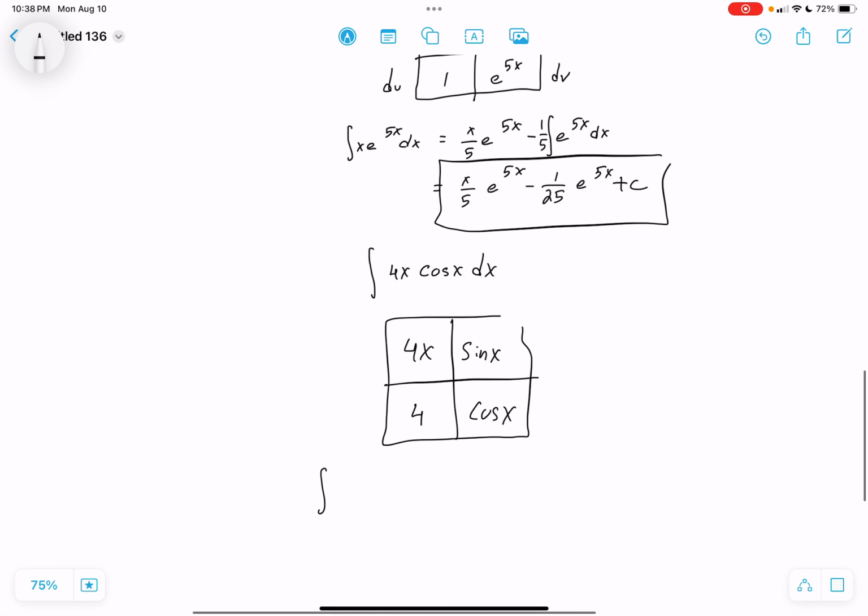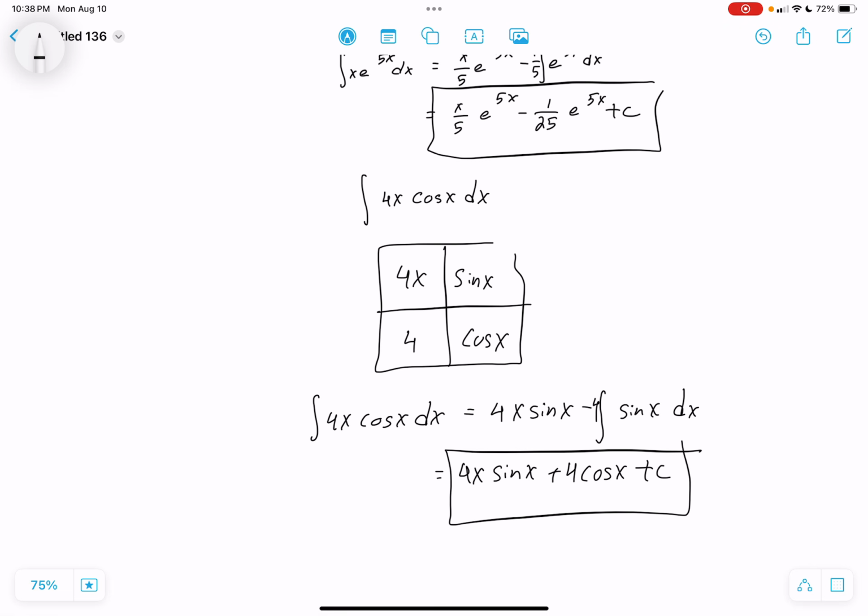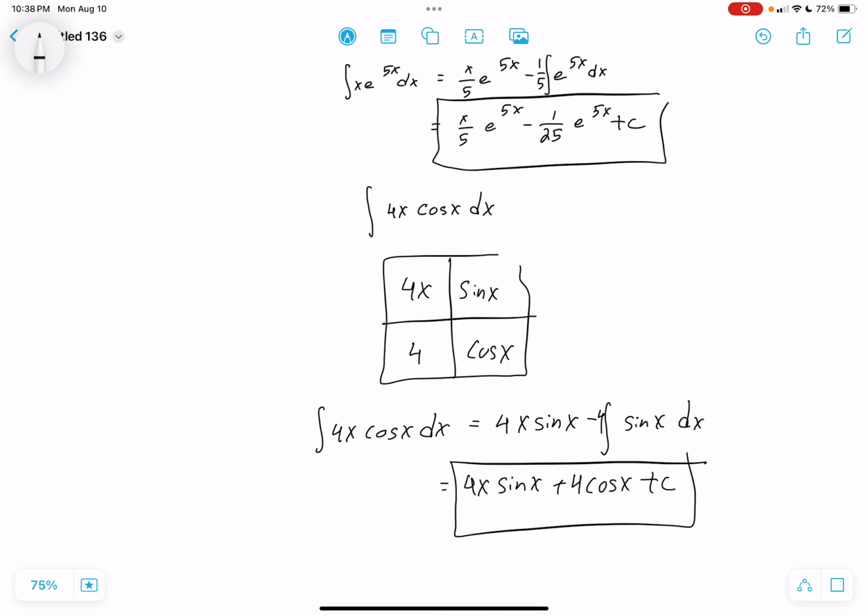So now I get the integral of 4x cosine x dx is equal to 4x sine x minus the integral, and I can take out a 4 sine x dx, and this is equal to 4x sine x. Now the integral of sine x is negative cosine of x, and I have a negative, so this turns into plus 4 cosine x plus c. So that would be the answer for that integral.